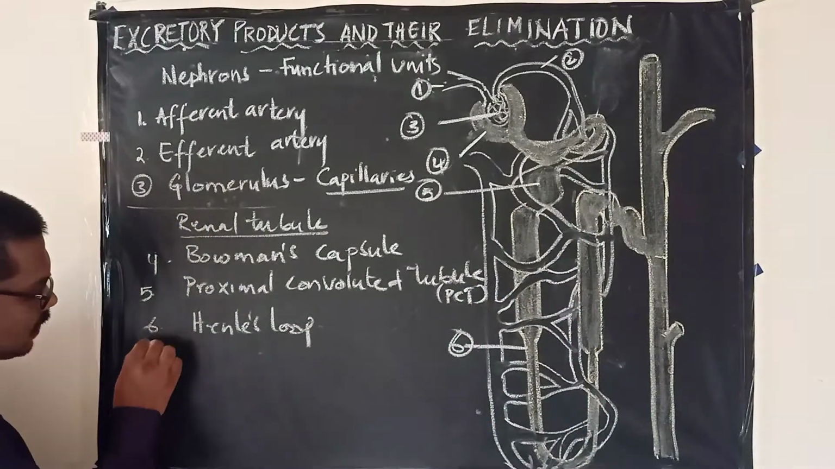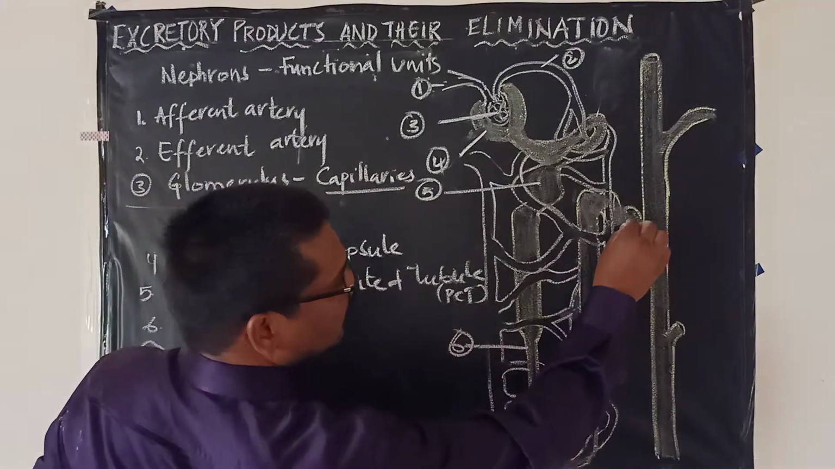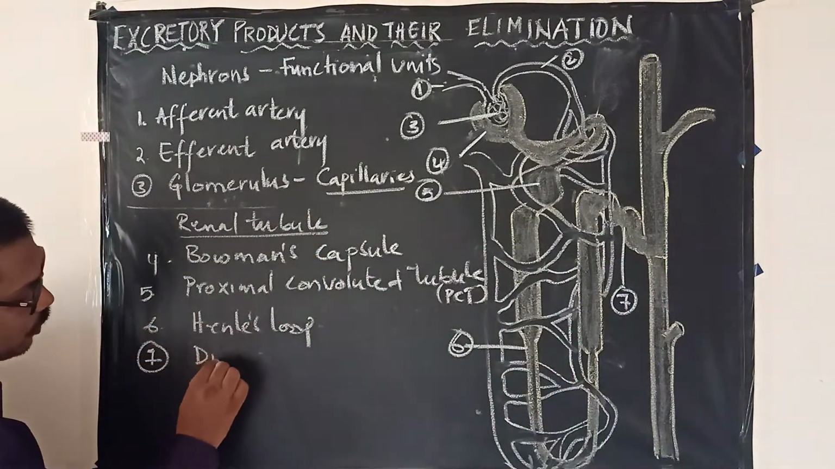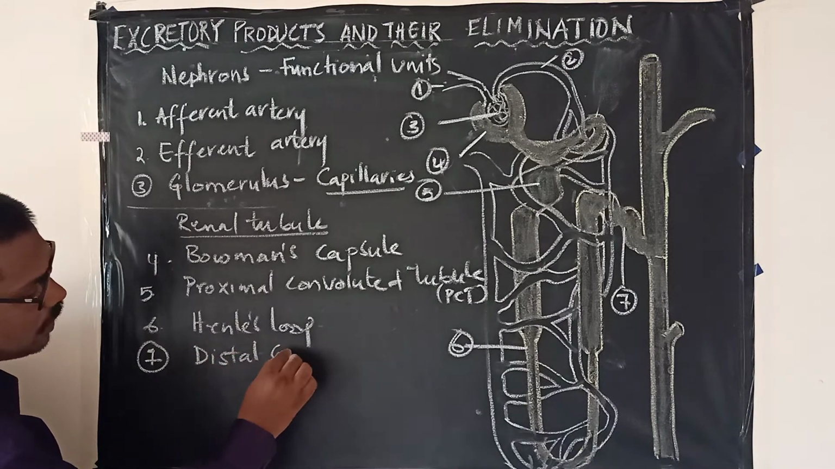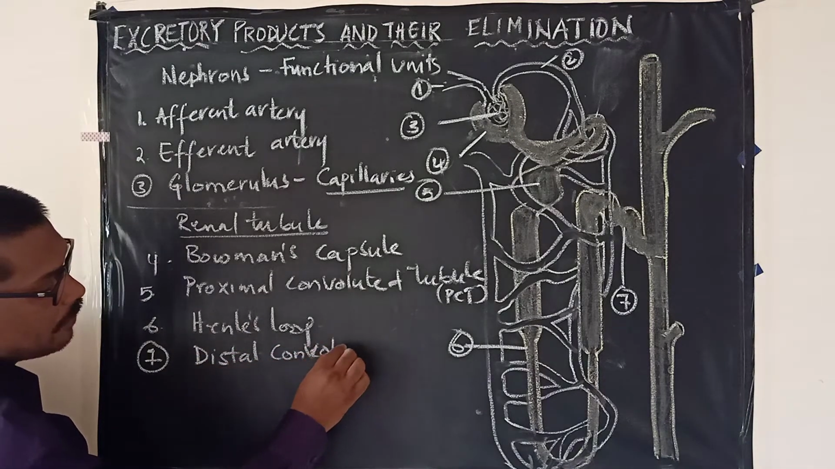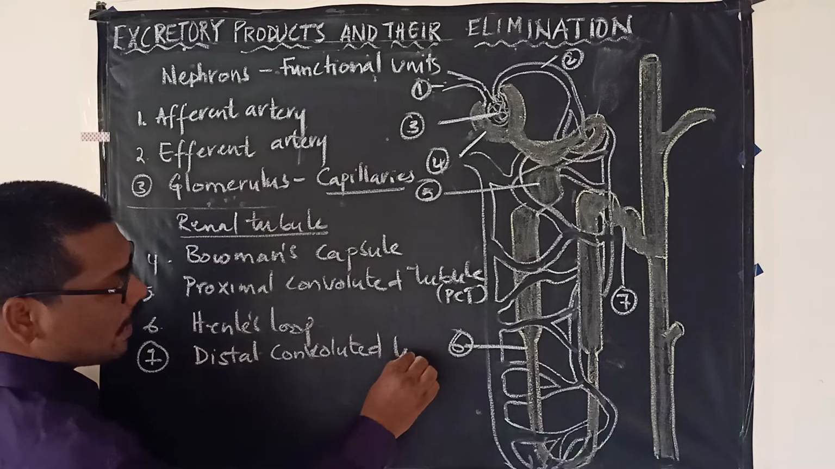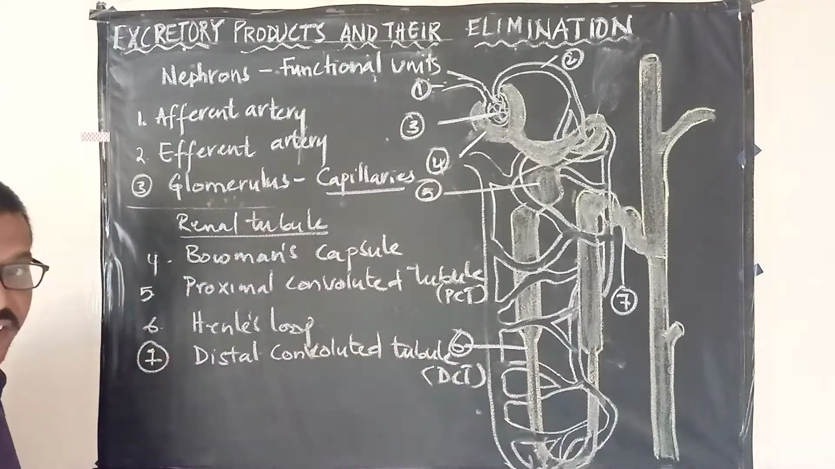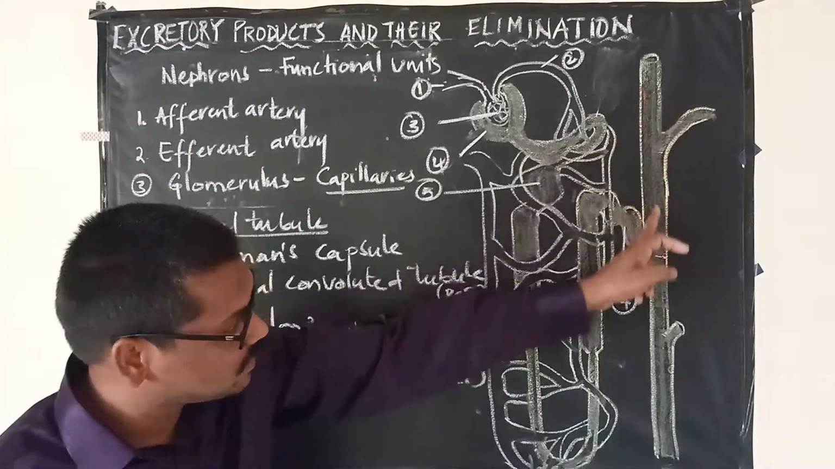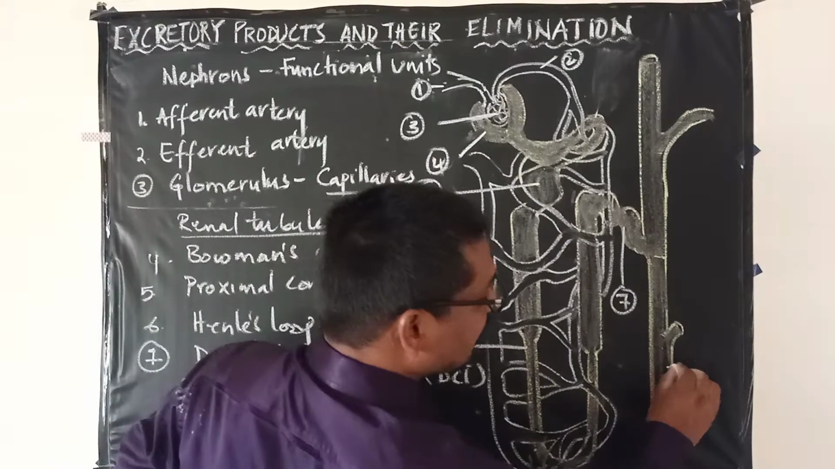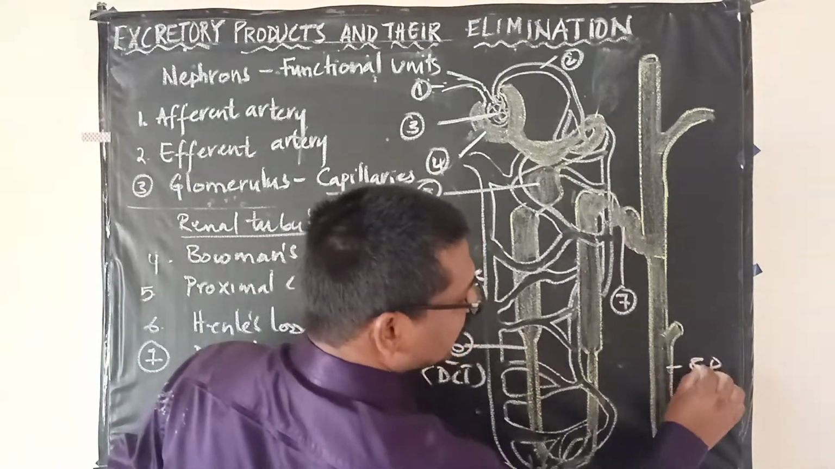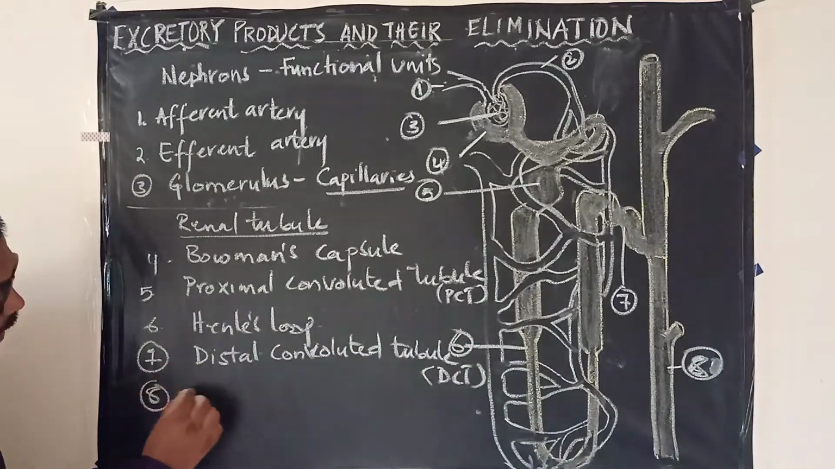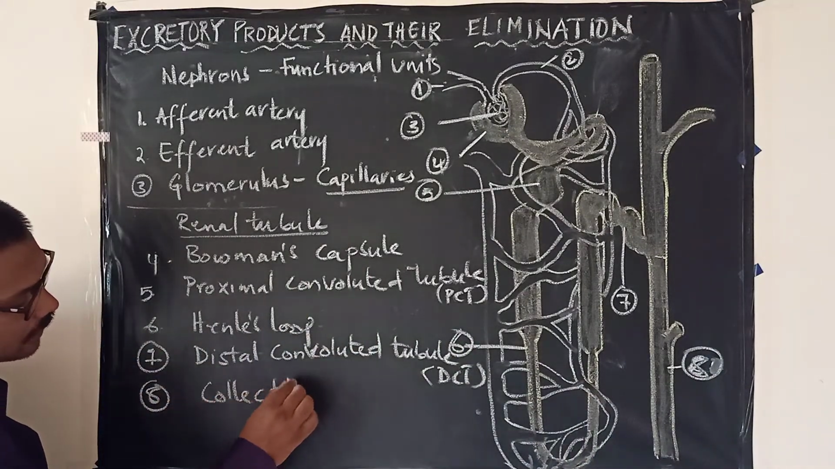And the next one, the seventh one, if you are seeing, it is this. We will be calling this as what now? The distal convoluted tubule. And this distal convoluted tubule, in short, we will be calling it as DCT. And the last one, what is this now? It is called as the collecting duct. Let us say this is the eighth one, and that is the collecting duct.